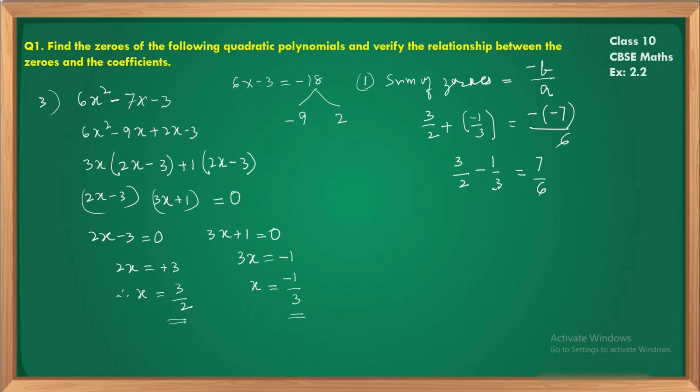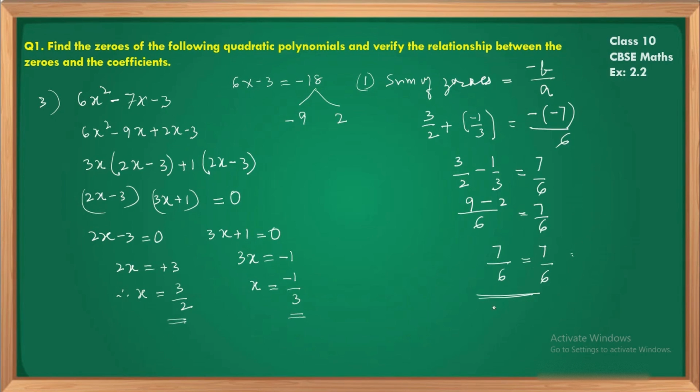You have 2 and 3 in the denominator. Take the LCM, that becomes 6. 2 3s are 6. 3 into 3 is 9. Minus, this minus is here. 3 into 2 becomes 6. 2 into 1 is 2, equals 7 by 6 as it is. 9 minus 2 is 7 upon 6 in the LHS. 7 by 6 in the RHS. Therefore, LHS and RHS both are the same. It is verified.